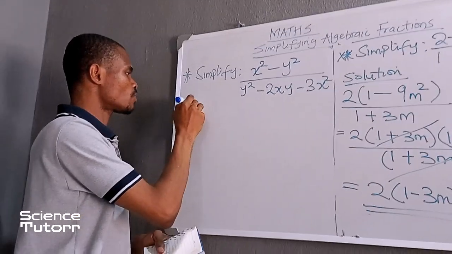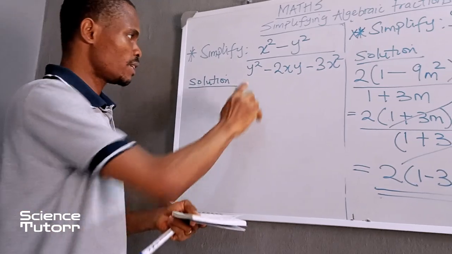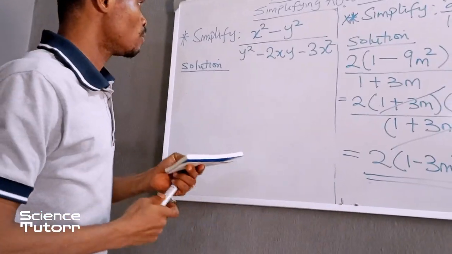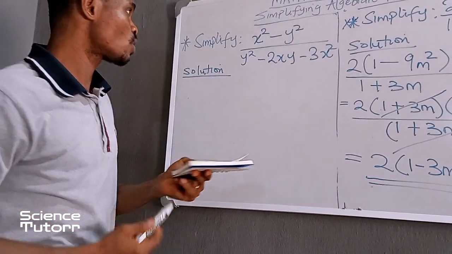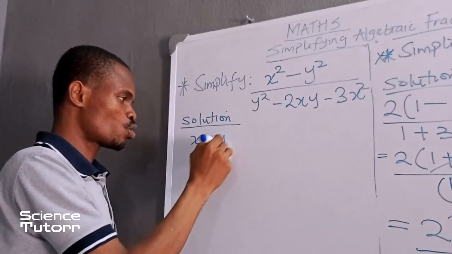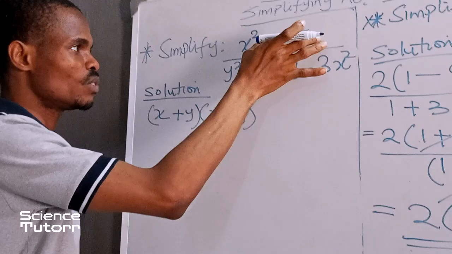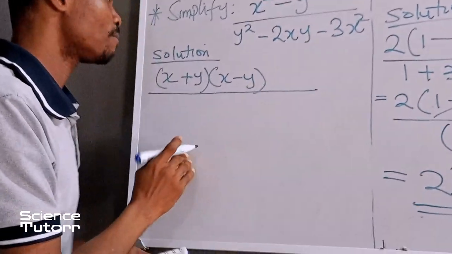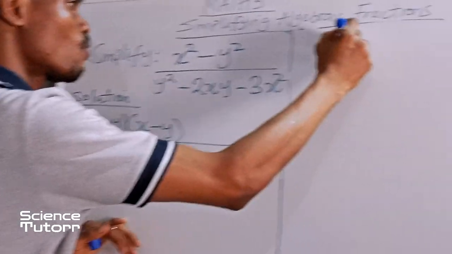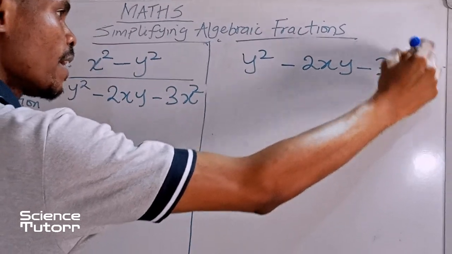Now, how do we go about this? Most times when students encounter problems like this, they begin to fret when it has to do with the denominator, but it's very simple. For the numerator, it is a difference of 2 squares, so I can write it x plus y and x minus y. This takes care of the numerator. Now, divided by, alright, now to simplify the denominator, we have y squared minus 2xy minus 3x squared.